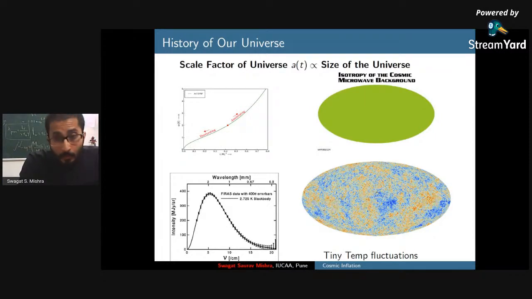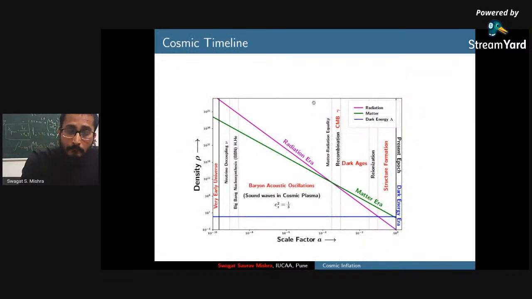So they're almost uniform, but nevertheless, it's not fully uniform. And this much of fluctuation is enough to form structure, which is what I want to show you in a minute. So what will happen in the universe? Let's see. The universe was in some kind of hot and dense plasma state.